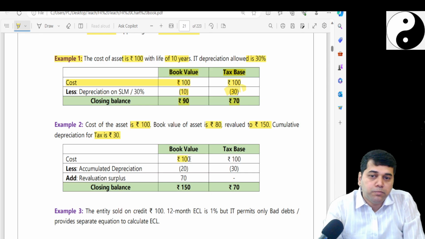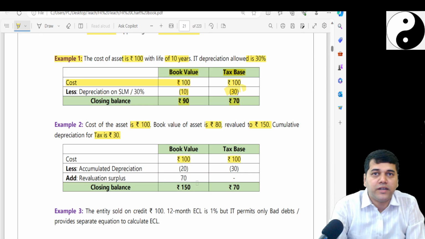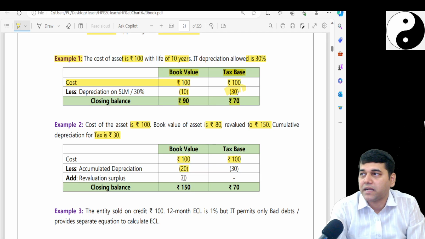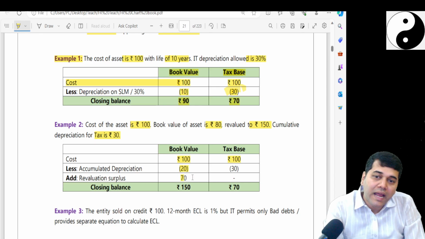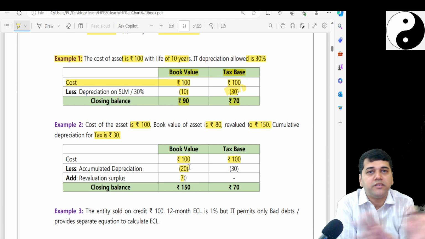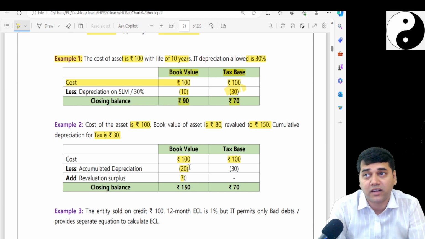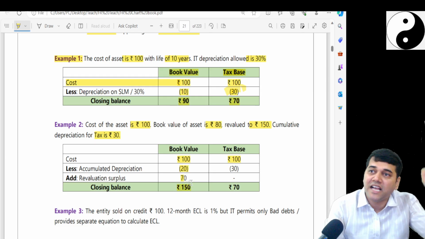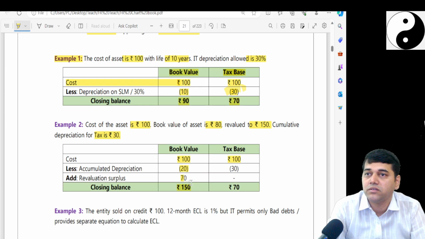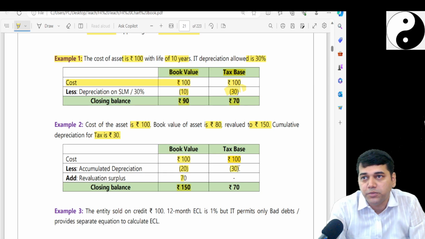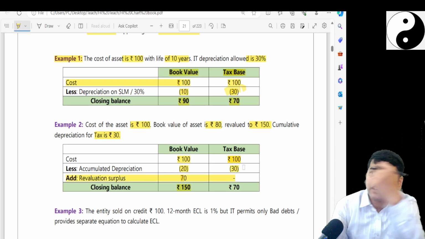So, your book value was 100, for tax also 100. You claimed a depreciation of 20. They added it back. And you added a 70 rupees revaluation surplus, which the income tax department said, no, I am not going to recognize it right now. So, my book value is 150, but as per income tax records, how much? 100 was there. They allowed you only 30 rupees deduction, and 70 rupees they didn't recognize.